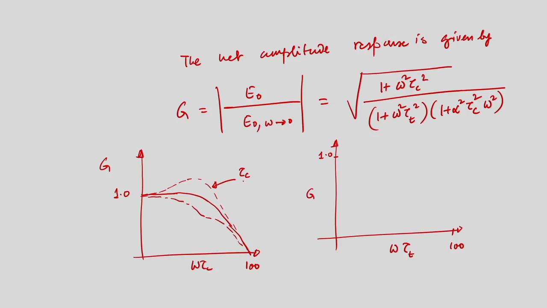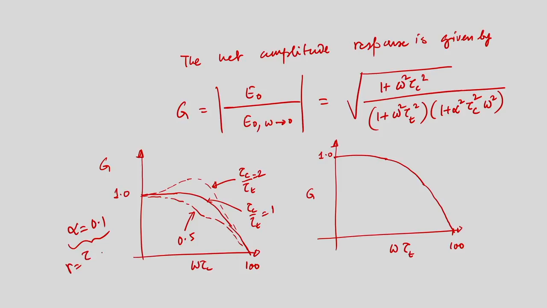So, this is tau c by tau t equal to 2, this is for tau c by tau t equal to 1, and this is for 0.5. Similarly, if we try to draw, we will get a profile like this. This is for the 1. This is alpha, this is for that alpha. So, this is for alpha equal to 0.